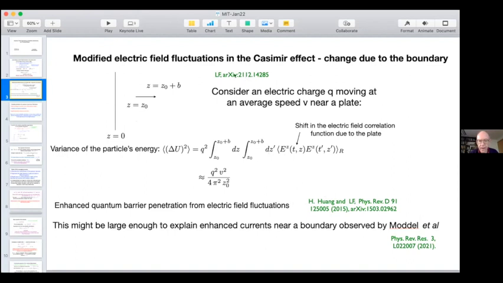And I argued in the paper that is cited here, I make some estimates and think that this may explain enhanced currents near a boundary through an interface. It was measured by Model et al. in this particular work. The idea being that if you have a junction somewhere at a finite region here, and you bring in a plate, there's a Casimir cavity that increases the electric field fluctuations and increases the probability of charges jumping over the barrier. And that may be a large enough effect to explain the increased currents as a result of decreased distance from a plate that's observed in this work.